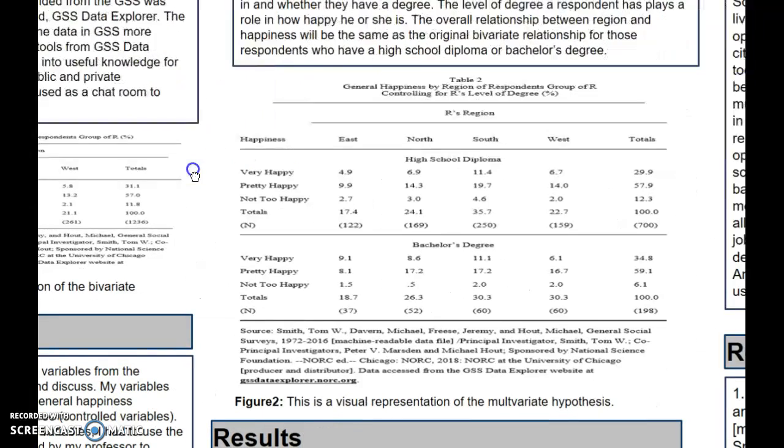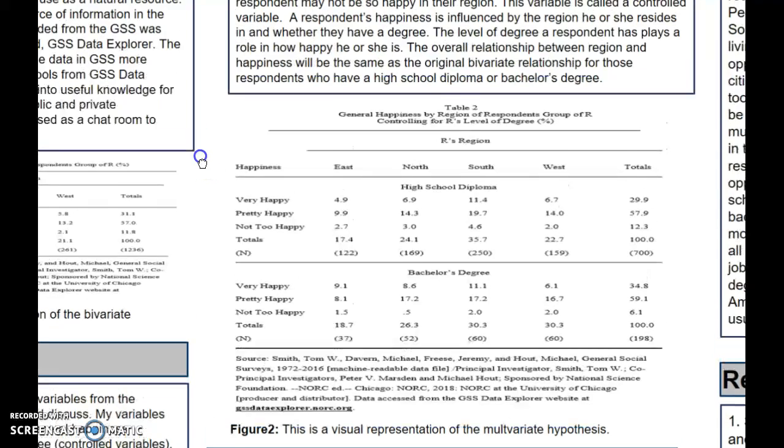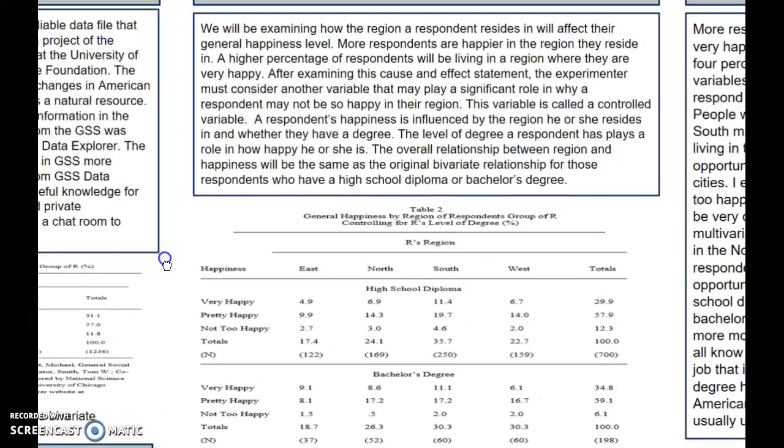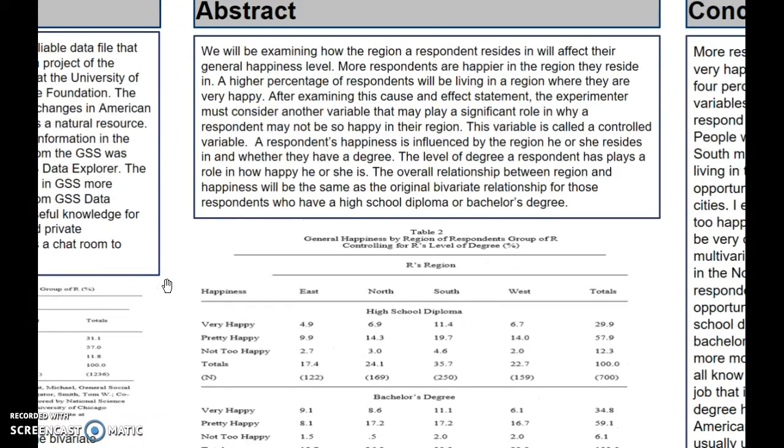Here in table 2 is my multivariate table, and here you can see how my control variable comes into play and how it influences the respondents' answers. So basically what we're looking at is how the region of respondents influences the general happiness level, and also how that person having a certain type of degree level influences their answers.